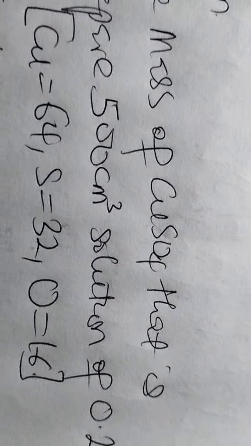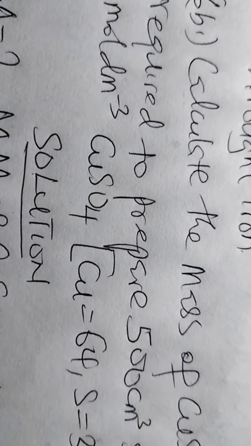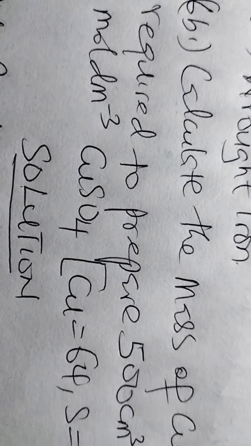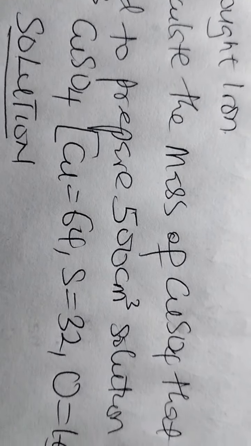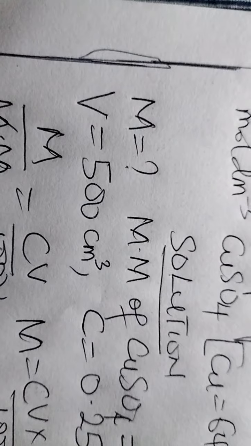6BI says calculate the mass of copper sulfate that is required to prepare 400 cm cube solution of 0.25 mole per dm cube copper sulfate. We're given copper 64, sulfur 32, oxygen 16. So let's go to the solution.